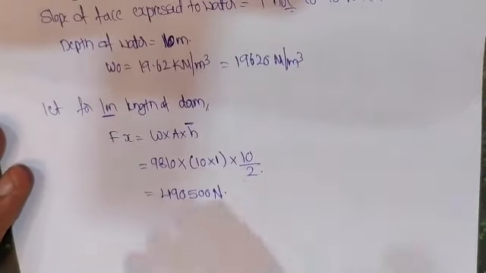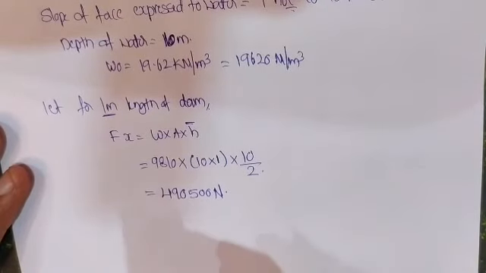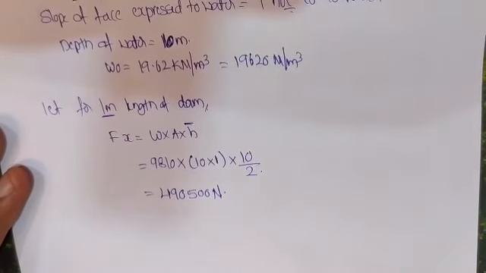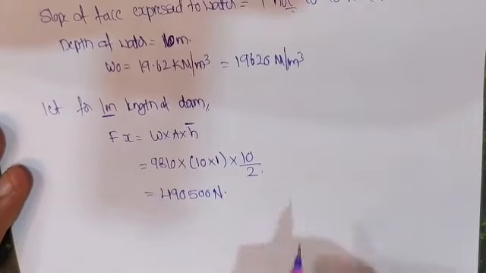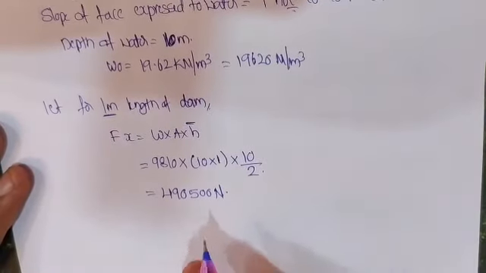So now we have found the value of Fx at a height of H by 2. Now we will find the value of Fx at 10 by 3 above the base of the dam. So we need to consider 10 by 3 above the base of the dam.